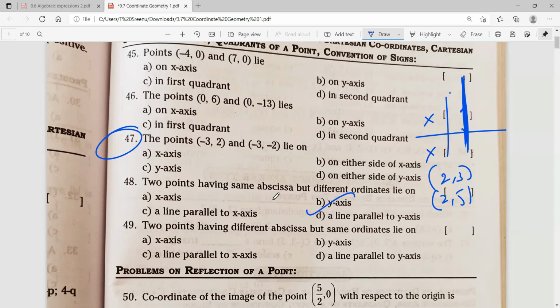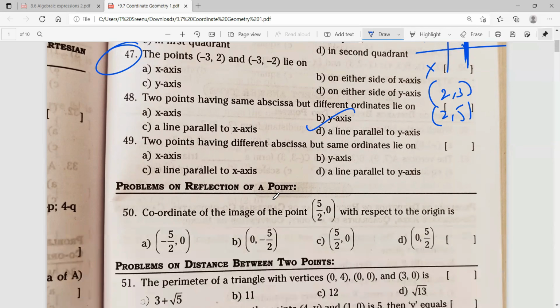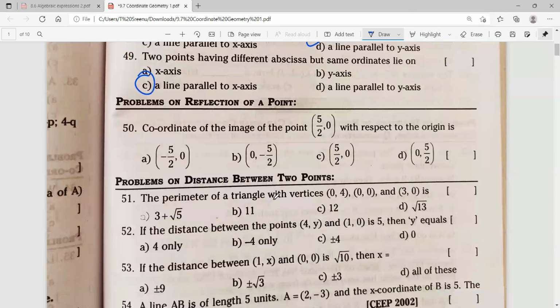Next. Points having different abscissae but same ordinate are parallel to x-axis. Okay. Coordinate of the image of the point with respect to origin. Origin in the sense, negative we have to take.